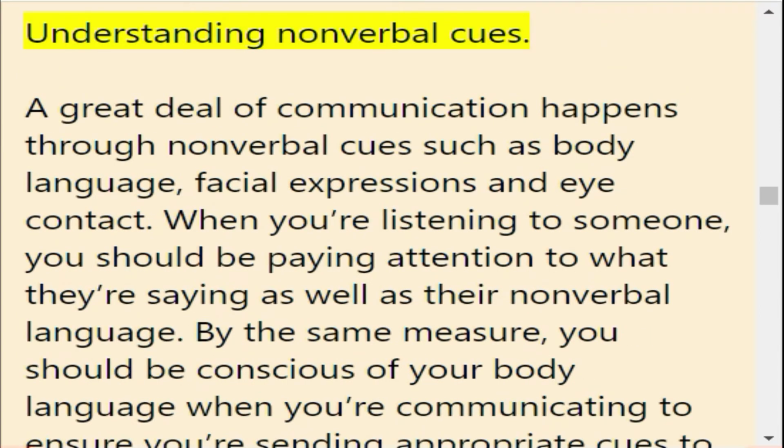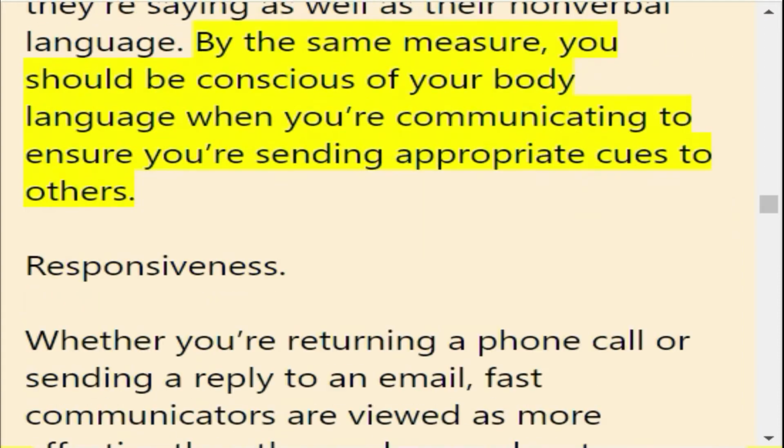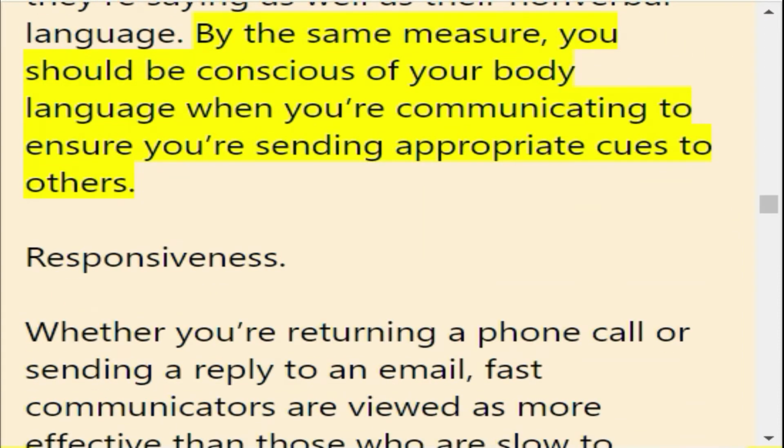Understanding nonverbal cues. A great deal of communication happens through nonverbal cues such as body language, facial expressions and eye contact. When you're listening to someone, you should be paying attention to what they're saying as well as their nonverbal language. By the same measure, you should be conscious of your body language when you're communicating to ensure you're sending appropriate cues to others.